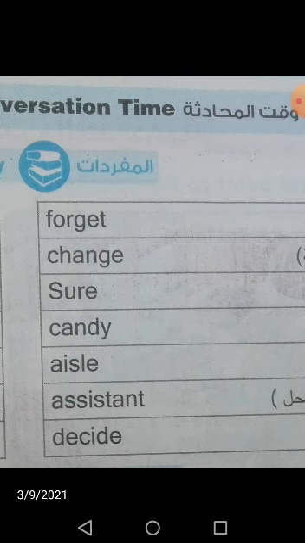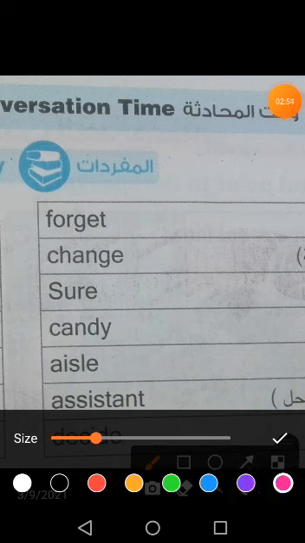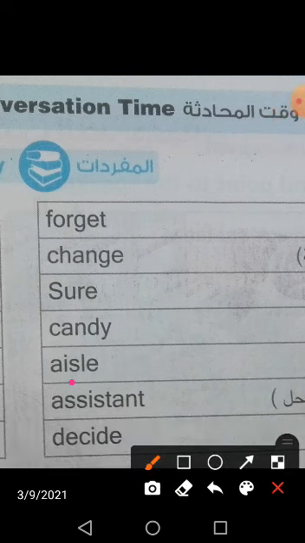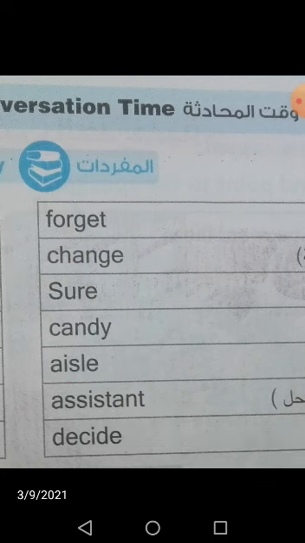Candy. Aisle. The S here is silent. Nobody should say it with an S. No, aisle. S here is silent. Okay. Aisle. Assistant, meaning the assistant. Assistant. Decide, meaning to decide.